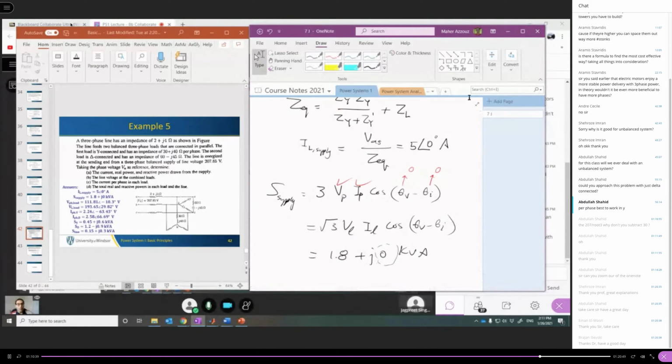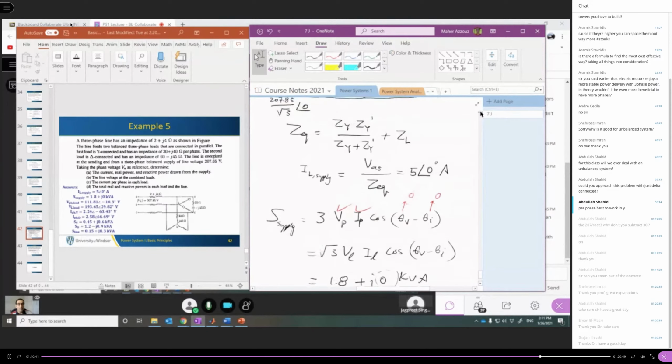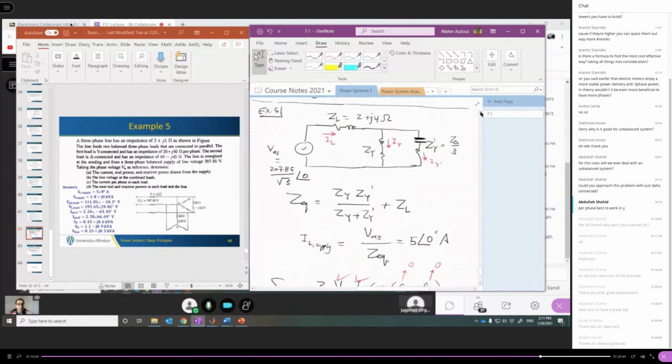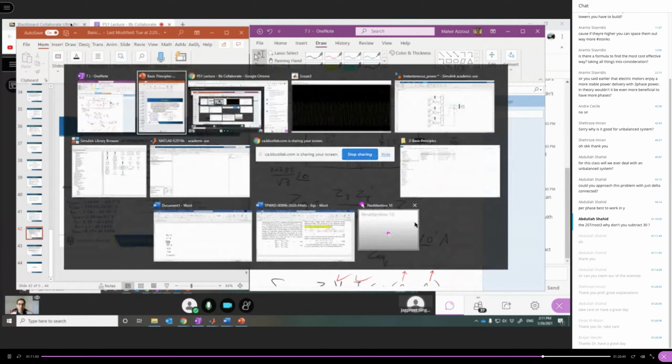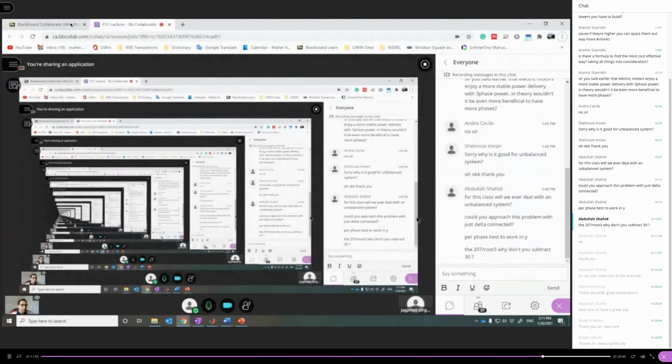Now, we want to calculate the phase voltage, the voltage here across the two loads. So this is V load. We want to get the voltage between these 2 points. This is V phase load. I think I got a question. Yeah, there is a question here.